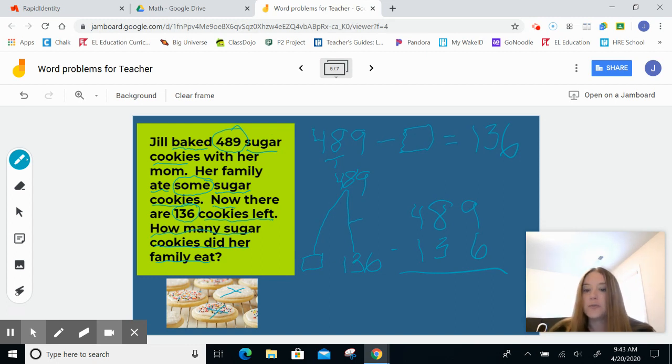I, once again, am going to do old school algorithm. I'm going to remember my equation is a subtraction equation. I'm going to do 9 minus 6, and 9 minus 6 is 3. I'm going to do 8 minus 3. 8 minus 3 is 5. And then I'm going to do 4 minus 1, which is 3. So here, her family ate, I know, 353 cookies.